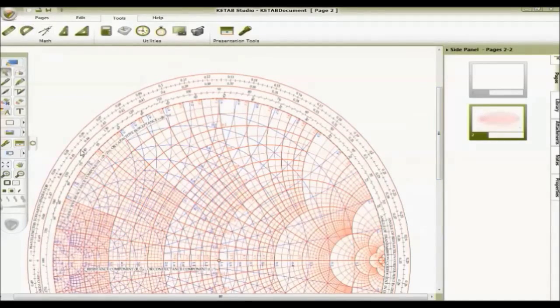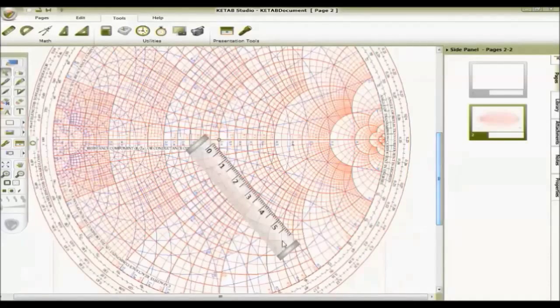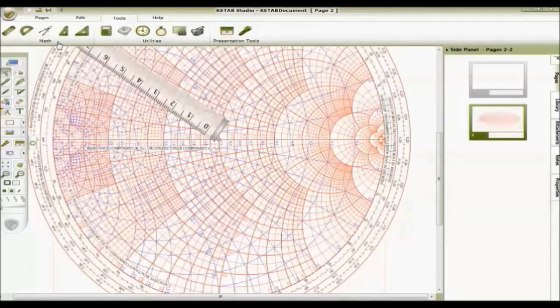Now using Kitab Studio, we start by making a phase angle of GS, going from the origin and crossing the phase angle as follows. As we can see, at 2 dB, the center is 0.625 and the radius is 0.254. These values are with respect to gamma.